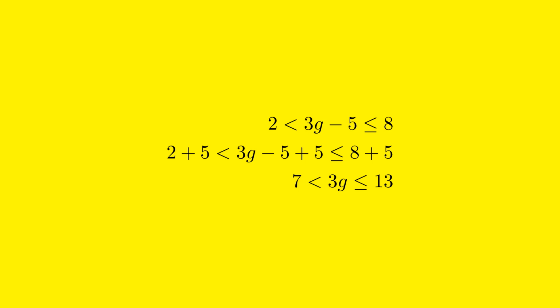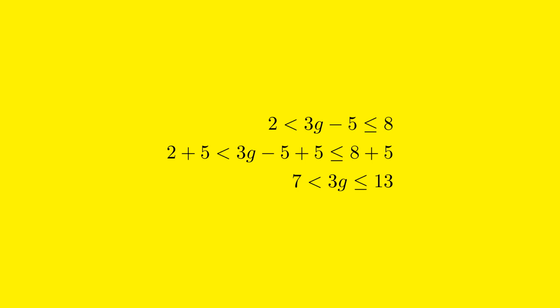Let's start with the left side. 2 plus 5 equals 7. Now the middle part. 3g minus 5 plus 5 is just 3g because minus 5 plus 5 cancels out to 0. Finally, the right side. 8 plus 5 equals 13. So after adding 5 to all parts, the inequality becomes 7 is less than 3g is less than or equal to 13.